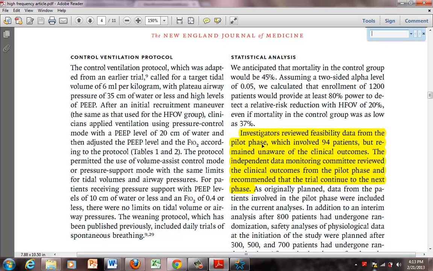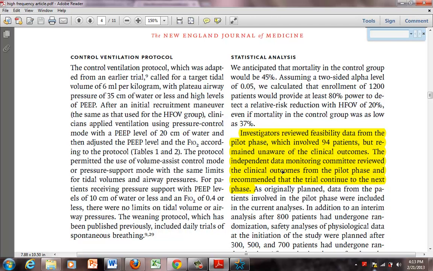So they come down here and they say, the investigators reviewed the feasibility. This is the piece I need. But they didn't know the clinical outcomes. So the people who looked at the data didn't know who died or who lived. And the data monitoring committee that looked at the outcome, the people who died, didn't know which group they were assigned to.